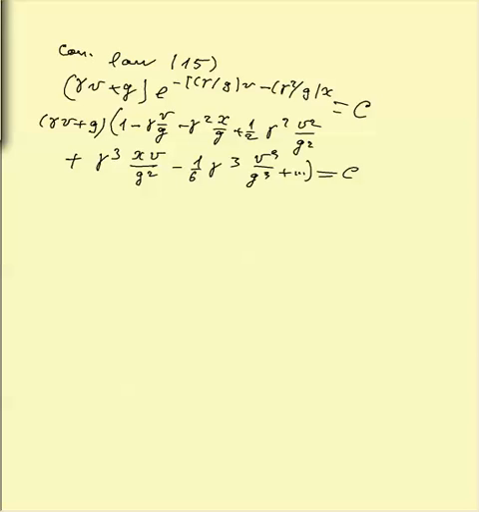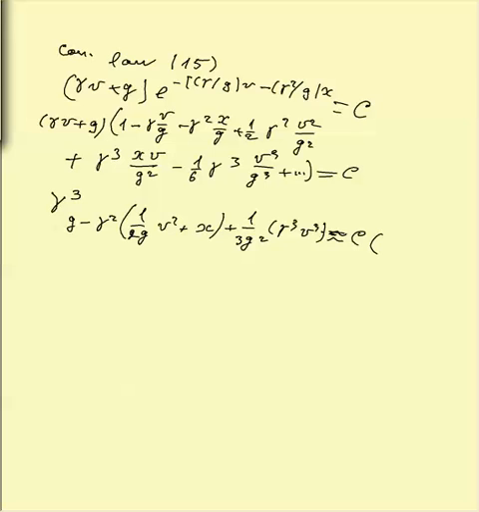We will keep here only the terms up to the order gamma cubed, and obtain the following approximate conservation law: g minus gamma square times (1 over 2g v square plus x plus 1 over 3g square times, what I put in the bracket here, gamma cube v cube) approximately equals C, equation 17.